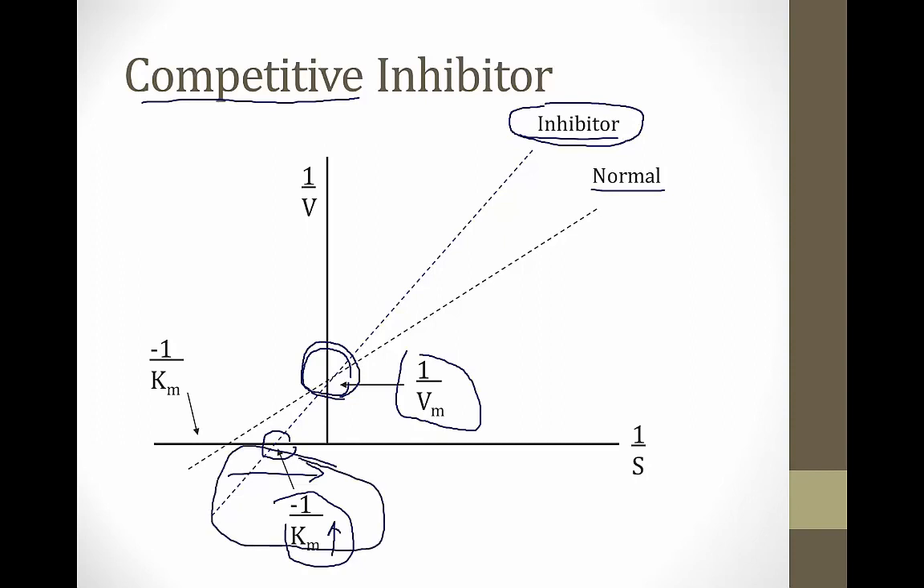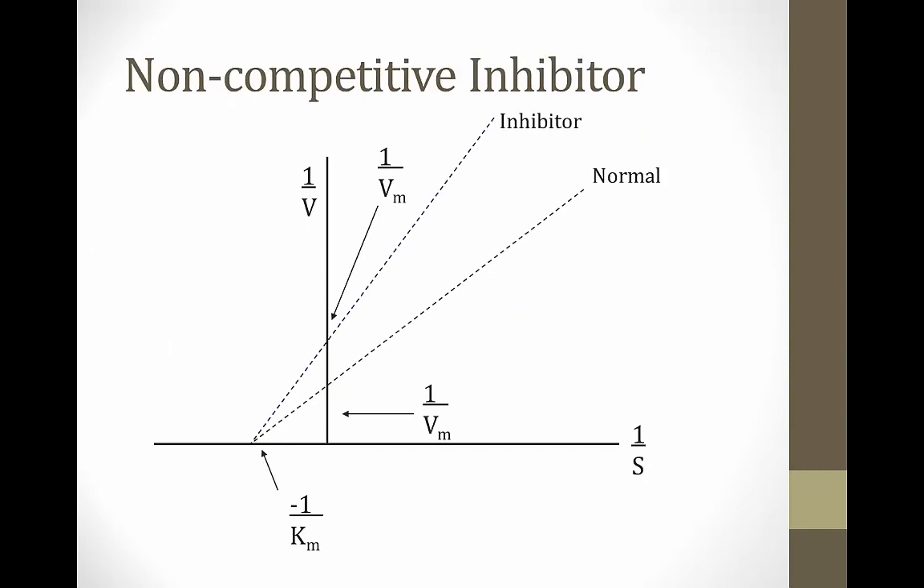Now let's talk about what happens to the Lineweaver-Burk plot when you add a non-competitive inhibitor. So once again, it's easy to recognize the inhibited line if you remember which variables stay the same. So Km does not change when you add a non-competitive inhibitor. So the point where the two lines cross the x-axis will be the same. Minus 1 over Km will be the same whether you're talking about a normal system or a system with a non-competitive inhibitor. Vmax, on the other hand, does change.